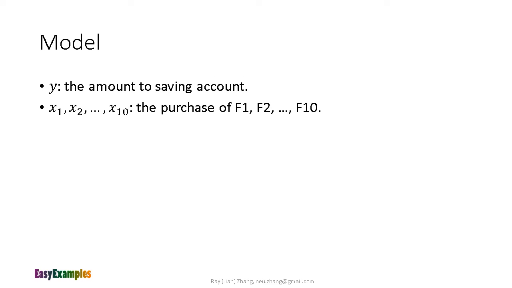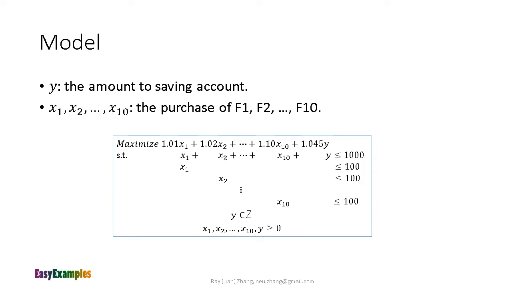Now let's look at the mathematical model for our example question. Here are the decision variables. The y here is the amount to put into the saving account, and the x are the purchases of mutual funds. X1 to X10 are the purchases of fund F1 to F10. This is the optimization model, and it is very straightforward. The objective function is to maximize the return from the investment and the savings, and the coefficients are the rate of return for each fund and the saving account.